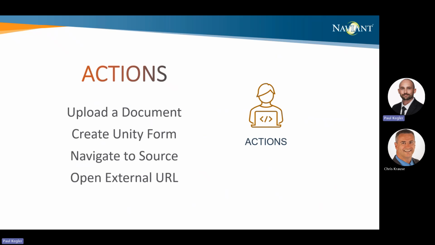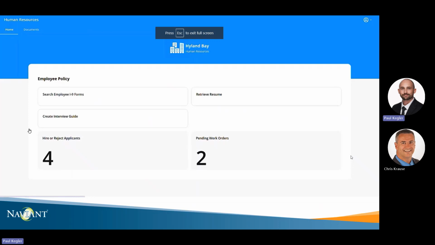Lastly, the other component of App Builder is the actions. This is where you can upload a document, create a Unity form, navigate to a source, or open an external URL. From this example of a quick access screen, you can see we have some actions configured up here. This action specifically is a create form action. But notice how its naming convention makes sense for this specific business process, using clear language rather than something like create Unity form.